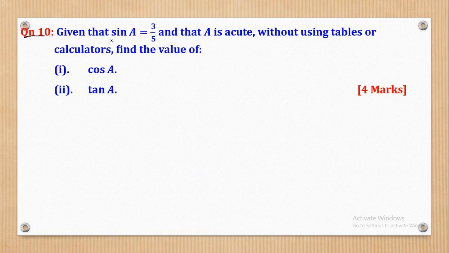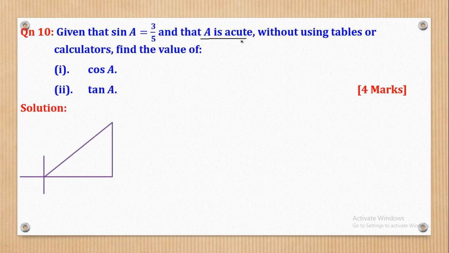Question 10 says that given that sine A is equal to 3 over 5 and that A is acute, without using tables or calculators, find the value of cos A and tan A. So A is acute, meaning that it lies in the first quadrant. So we shall draw a right angle triangle in the first quadrant.